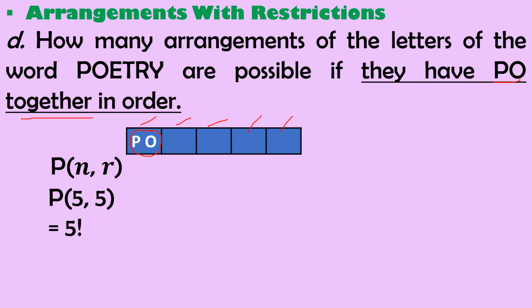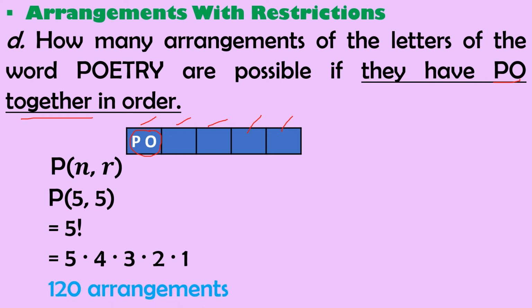Again, simplify 5 factorial. We have 5 times 4, your answer multiplied by 3, your answer multiplied by 2, your answer multiplied by 1. Let me see if you get the correct answer. Correct. There are 120 arrangements. Very good.